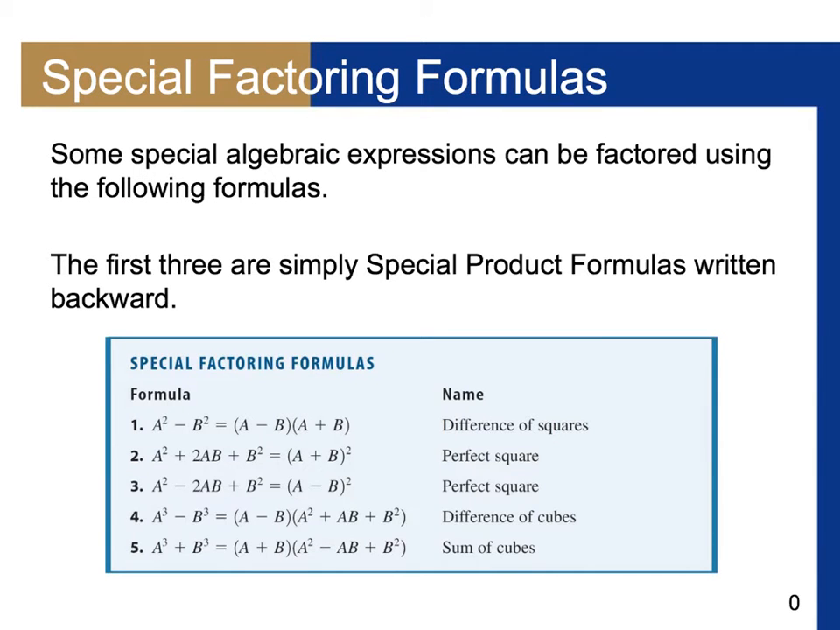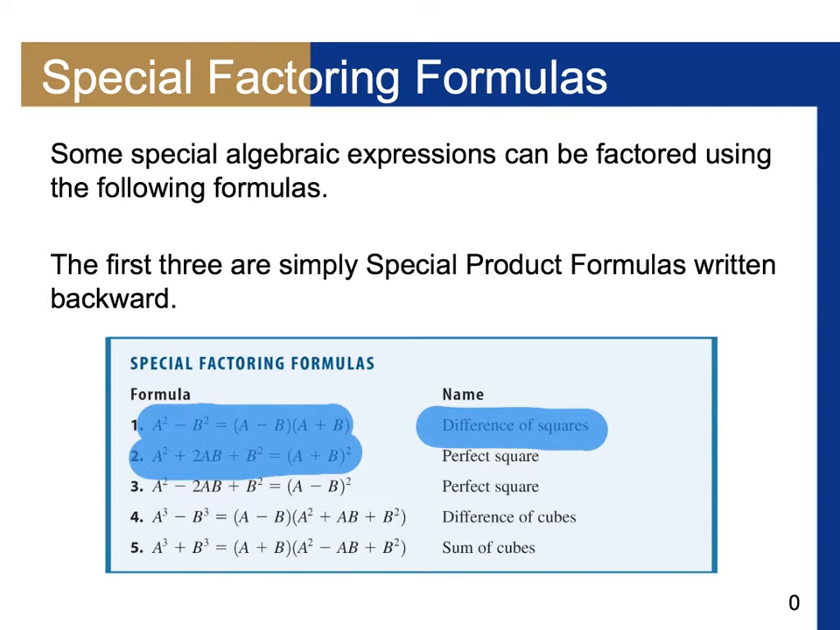Okay, so let's look at our special factoring formulas. One of the most important ones that we use is called the difference of squares, and that's where you have an a squared minus b squared. Some quantity squared minus another quantity squared, and that's just a minus b times a plus b, which we've already talked about. We talked about perfect squares, so a plus b squared is a squared plus 2ab plus b squared, and a minus b squared is a squared minus 2ab plus b squared.